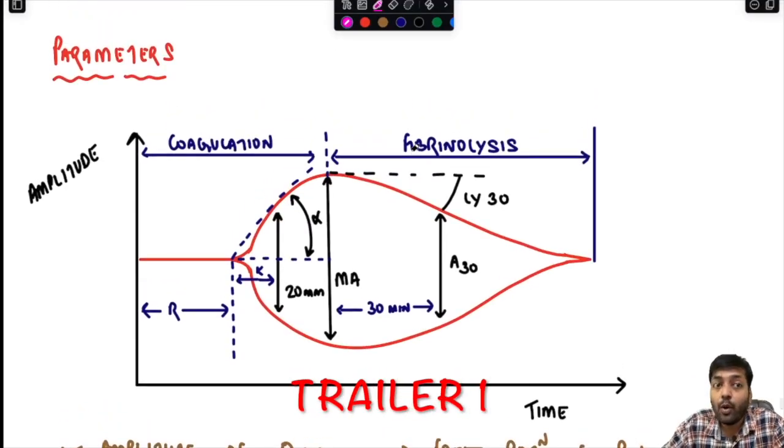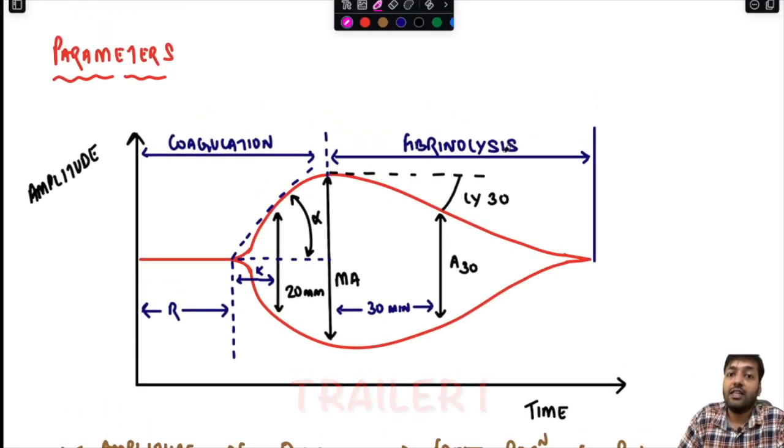Now, very importantly, we are going to discuss the thromboelastogram, and this is very important from your practical exam point of view. It was asked in the last year. So today in this year, we are introducing this thromboelastogram.